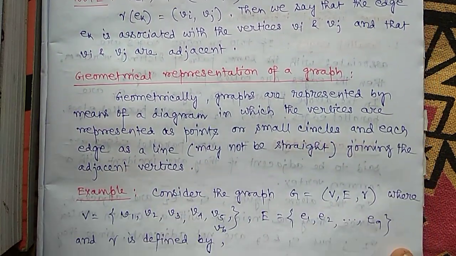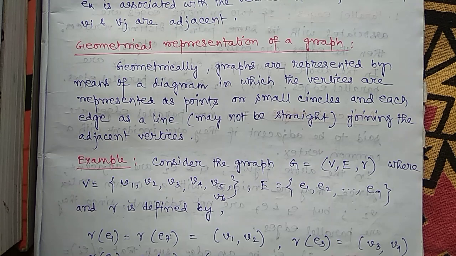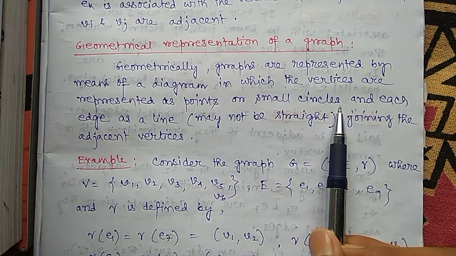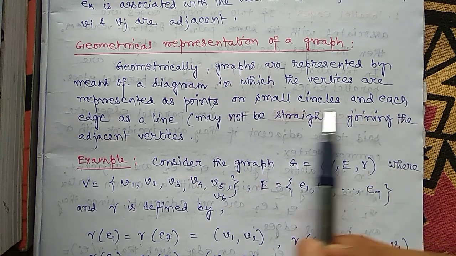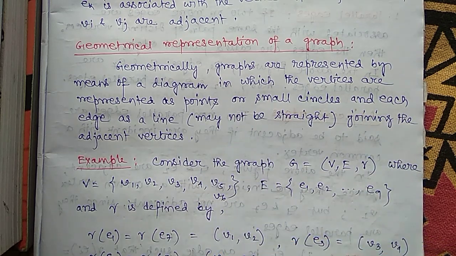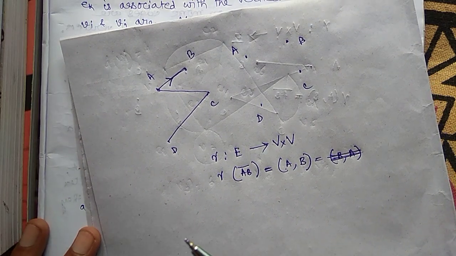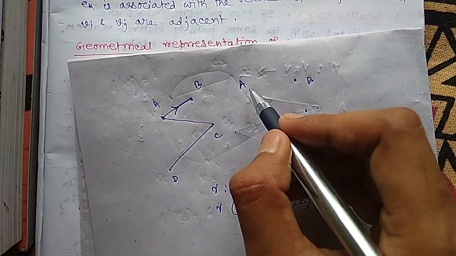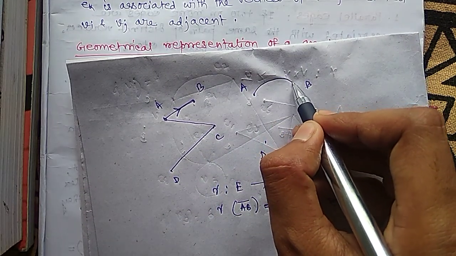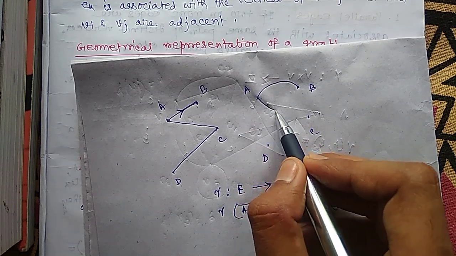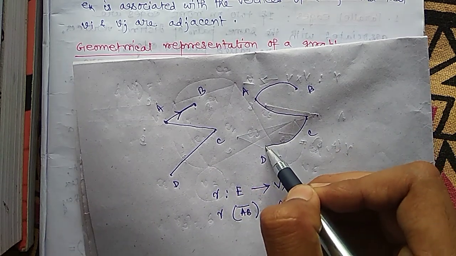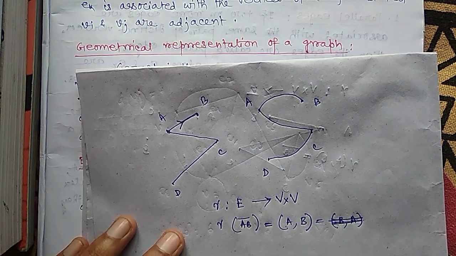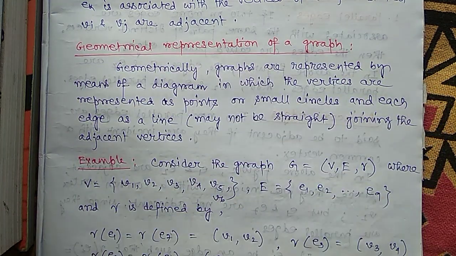Now geometrical representation of a graph. Geometrically, graphs are represented by means of a diagram in which the vertices are represented as points or small circles and each edge as a line, which may not be straight. Here we have drawn the diagram by straight lines, but you can also draw the picture like this: A to C and C to D. Just like this, may not be straight, joining the adjacent vertices.